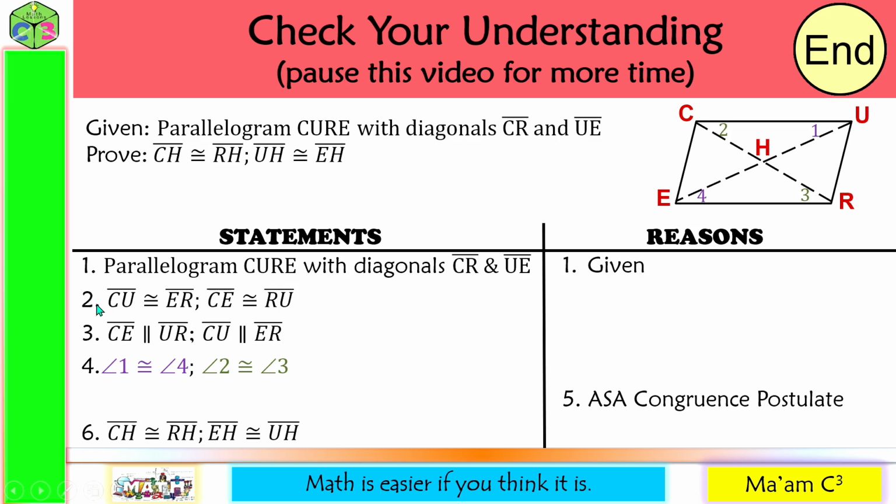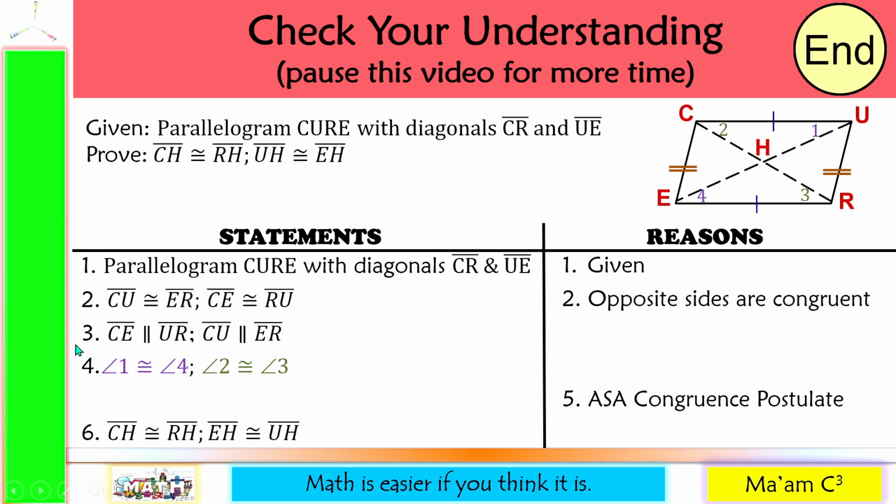Next statement, line segment CU is congruent with line segment ER. Line segment CE is congruent with line segment RU. So these two are congruent. These two are also congruent. And we know that because in a parallelogram, opposite sides are congruent.